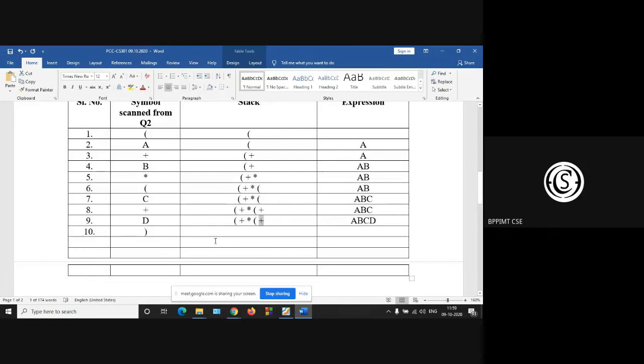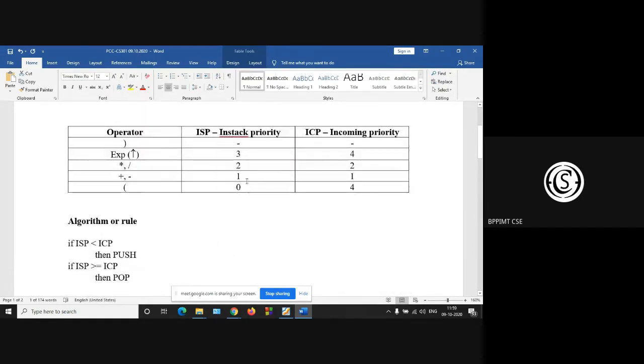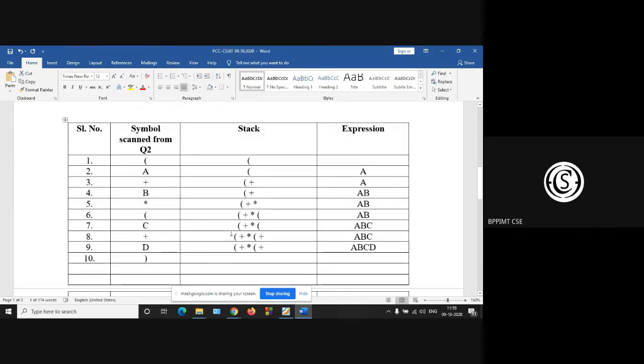Okay. And in the stack, this is plus. For plus, this is 1. Now 1 is greater than, so ISP is greater than or equal to ICP. So we have to pop. Okay. Right. Is it clear? So you have to pop the last operator, that is the top operator in the stack. Okay. And the immediate left, the opening bracket, if it exists, you have to pop this also.